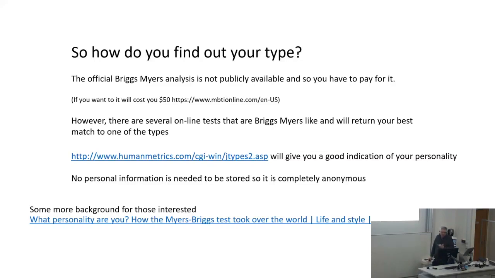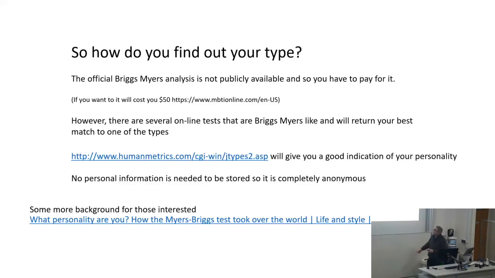So you do this Briggs-Myers analysis, but it's not publicly available, because it's commercial. You have to pay for it. It's going to cost you $50, and you can go to that website and sign up and do it if you like. But there are lots of copycat ones out there that are free. How good they are, I don't know. But for the purposes of experimentation and trying this out, perfectly good for that.